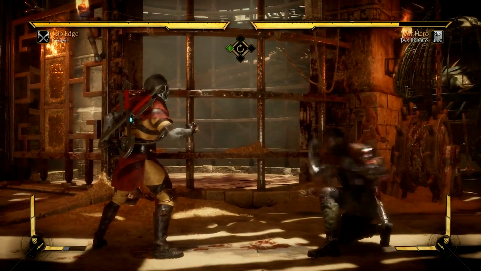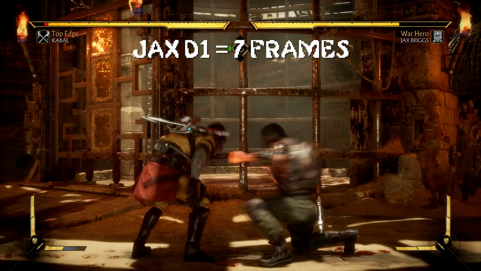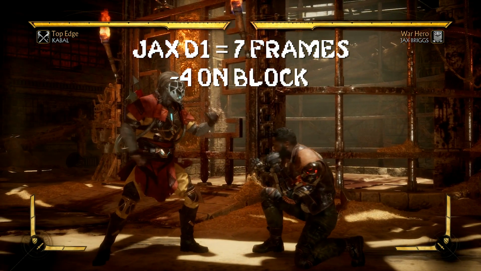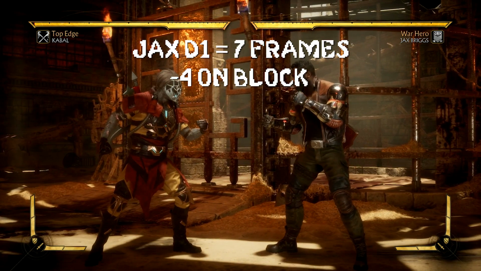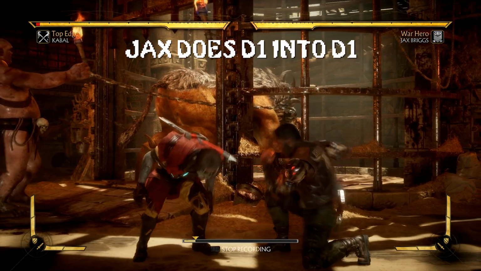Too slow. Jax's down 1 is 7 frames on startup. When blocked, its block advantage is -4. Factoring in the 4 frames that Jax loses on block and then tries to do another down 1, that gives roughly 11 frames to beat the next down 1 that's coming after.